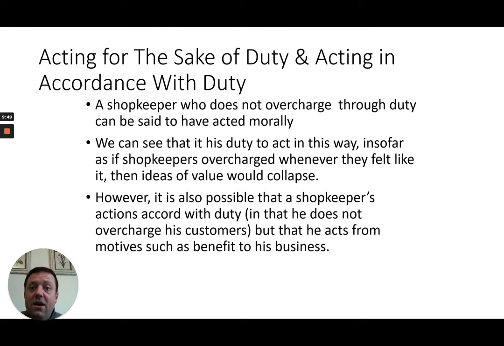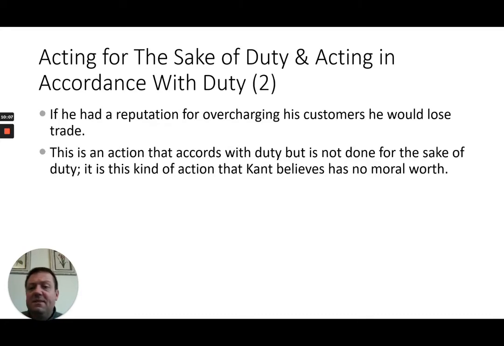So whilst the overall consequence looks the same in both cases, we can say that the one who doesn't overcharge his customers because he wants to keep them is only acting in accordance with duty and not for the sake of it. The simple reason for that is that if you had a reputation for overcharging your customers, you would lose your trade. So any action that accords with duty but is not done for the sake of duty has no moral worth, according to Kant.